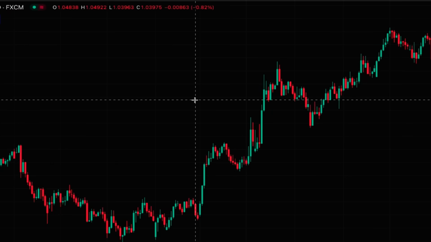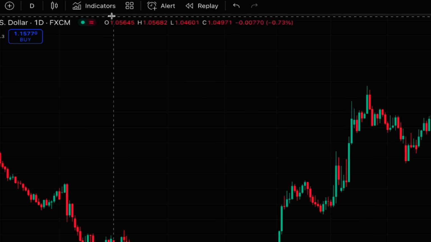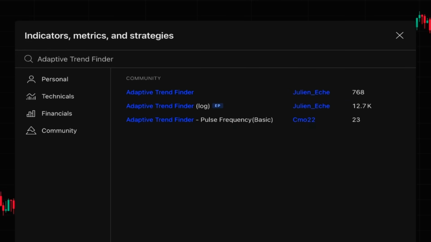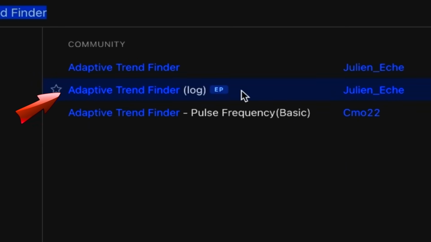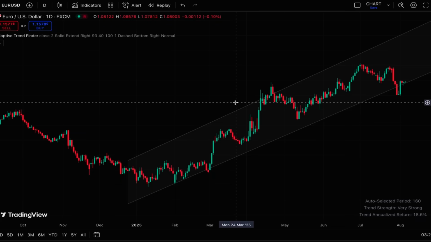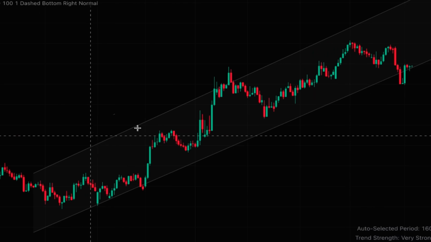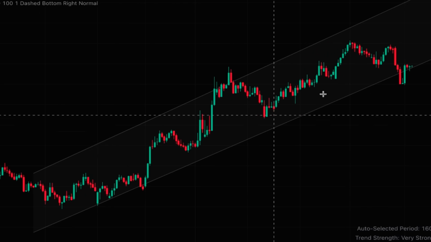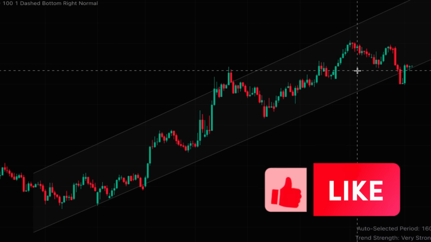Alright, now let me introduce the third indicator. Here we click on indicators and we search adaptive trend finder, this one, which is an editor's picks indicator and written by Julian H.A. Alright, as you can see, the indicator has added a trend channel for the current trend of the market, and it does it in a perfect way.